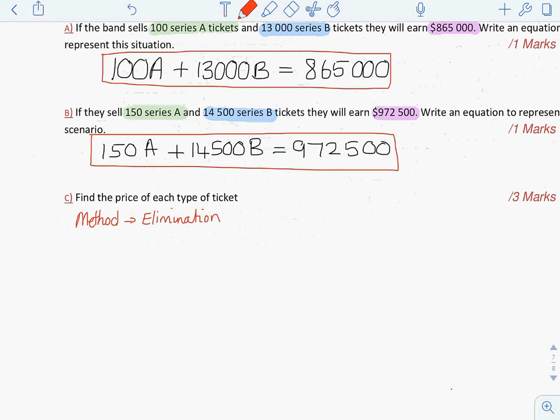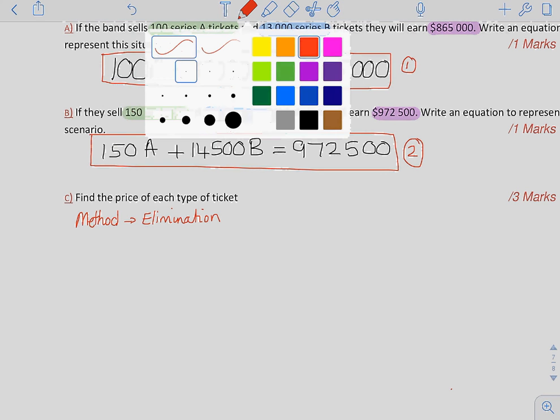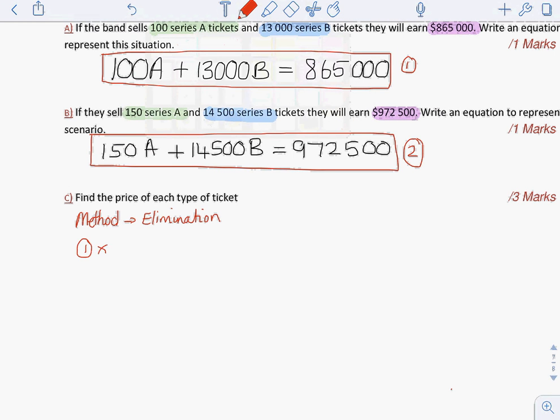In order to do this, I'm going to label my equations back up here. I've got equation 1 and equation 2. To use elimination, I have to have either the variable in front of A or the variable in front of B be the same. So, for instance, here I've got 100 and 150, so they're not the same. Or I've got 13,000 and 14,500, so they're not the same either. For me to be able to use elimination, I have to be able to add or subtract the equations and get rid of the unknown. In order to do this, I'm going to multiply equation 1 by 1.5.